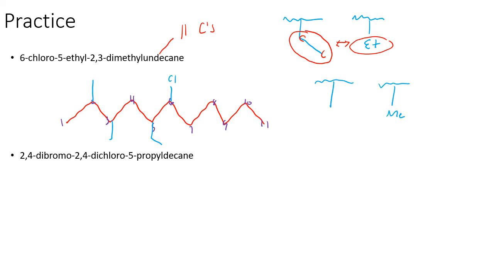2,4-dichloro, 5-propyl decane. So the ending here, start with that decane. That means we have 10 carbons in our longest chain. So let's draw a chain that's 10 carbons long. 1, 2, 3, 4, 5, 6, 7, 8, 9, 10.